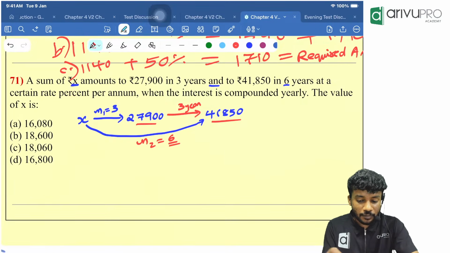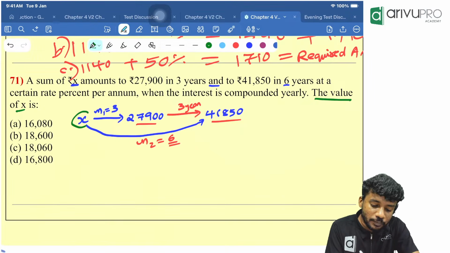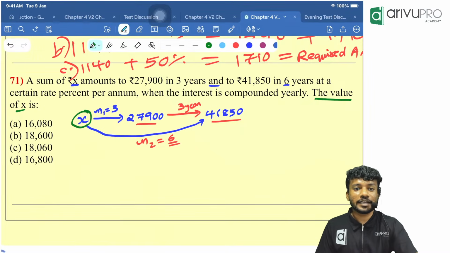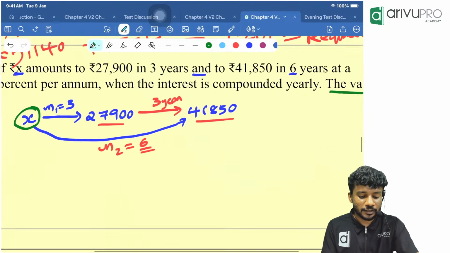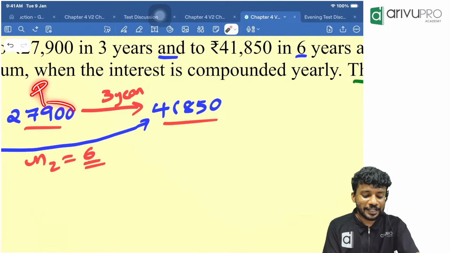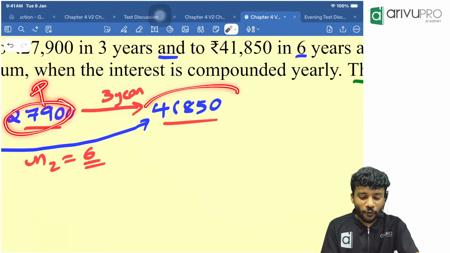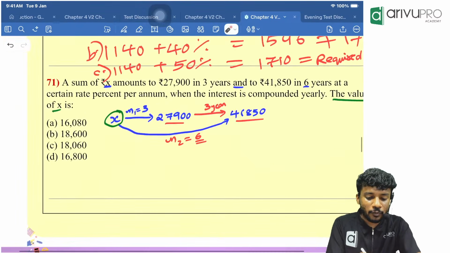Then what is mentioned? When the interest is compounded yearly, everything is given. The value of X, we need to find this principal value. How am I going to find it? So first, I will zoom in. Who is the principal? Who is the amount? 27900 is my principal. 41850 is my amount.